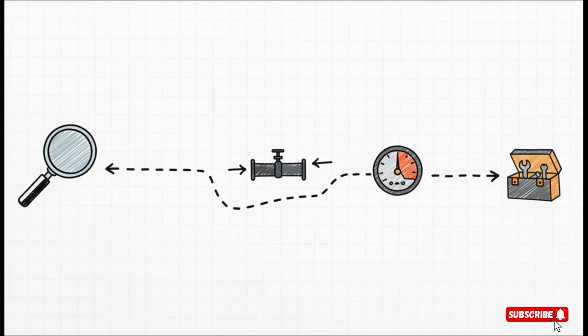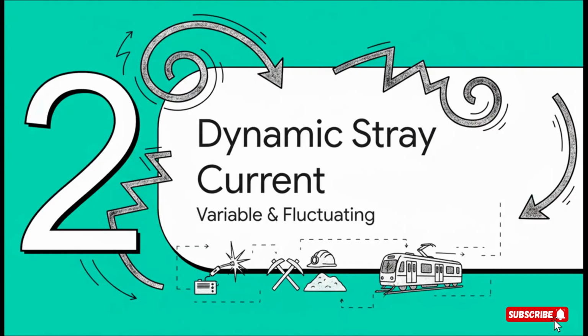All right, let's dive into the first category you're likely to run into. Dynamic stray currents are a real pain because, as the name suggests, they're always moving, always changing. The sources are things that cycle on and off, like welding, mining gear, or the textbook example you'll see everywhere, DC-powered transit systems, like subways.